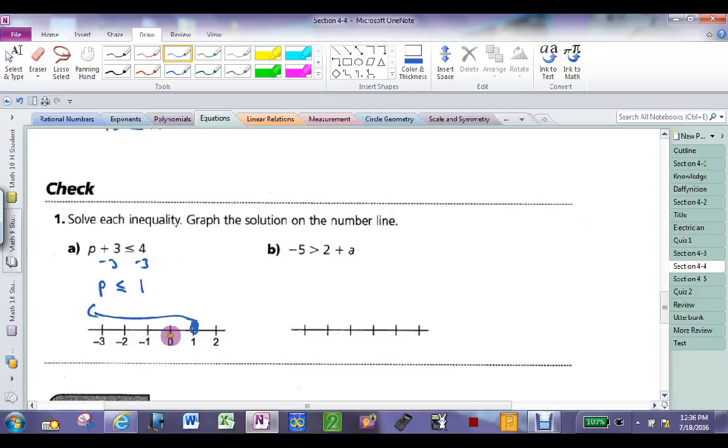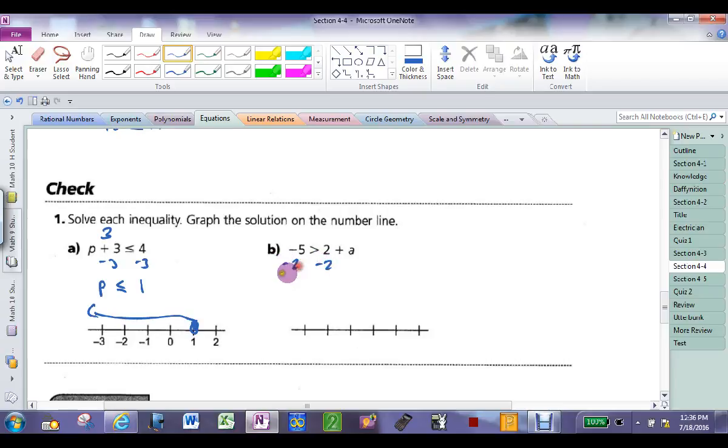I can check with 0. Is 0 plus 3 is 3? Is 3 less than 4? Yes, so 0 is a solution, so my arrow must go over 0. Got it? This side, what do you do?